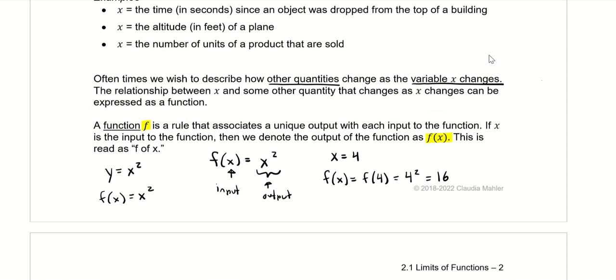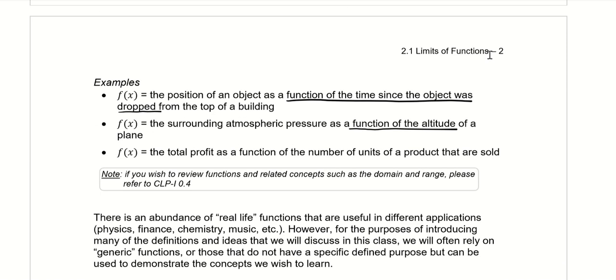Or finally, if x is representing the number of units of a product that are sold, say over a certain amount of time, then we could also talk about a corresponding function we might be interested in. The total profit as a function of the number of units sold. So we give it the number of units sold, whatever this function equation or expression is, and it spits back the total profit based on, in part, that number of units sold.